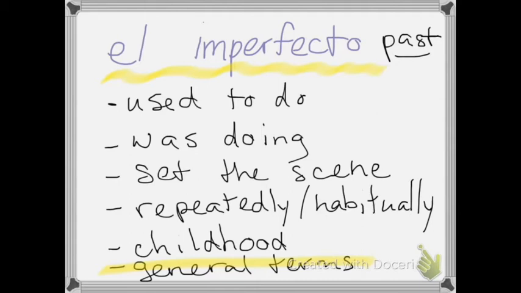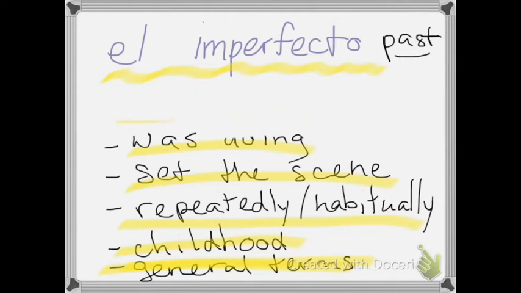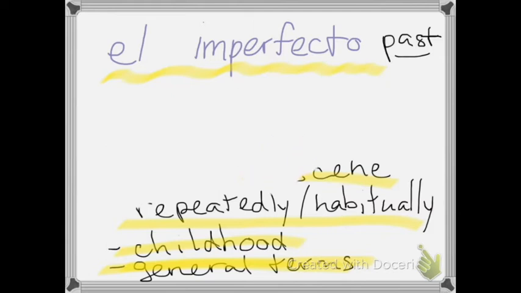So el imperfecto, this is el pasado general, a past tense for something we used to do, something somebody was doing, to set the scene for the action, something done repeatedly or habitually when we're talking about our childhood and when we're talking in general terms, okay? So, how do we make the imperfecto? That's our next question. Okay, so we're going to conjugate el imperfecto.